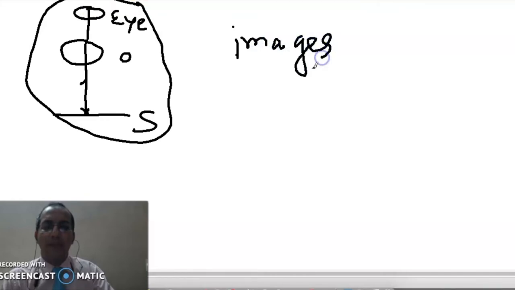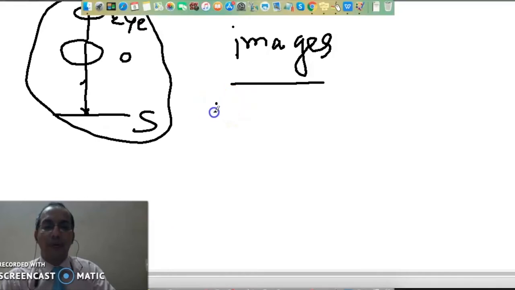And what will happen if we can record the images of the sample with the help of other microscopes? Why do we need to have an electron microscope in this case? That we have to understand in detail. So let me introduce the two types of material.